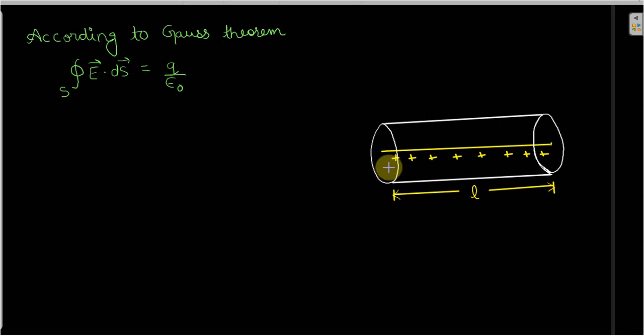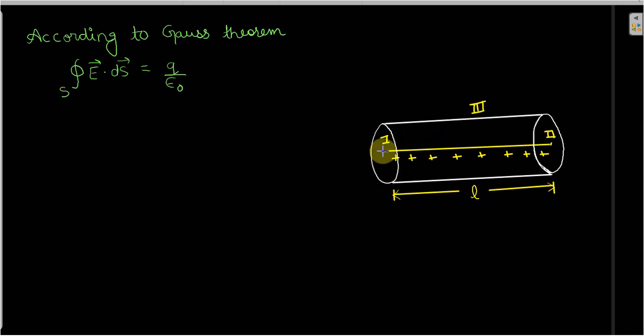Now we have to find the electric field at different surfaces of the Gaussian surface. So we will divide the Gaussian surface into three different parts. Let the first part be this one, and the second part and third part here. So we have divided the Gaussian surface into three parts.